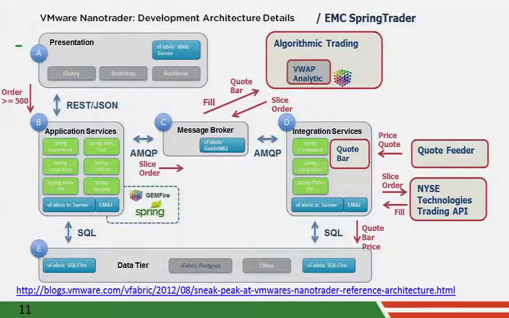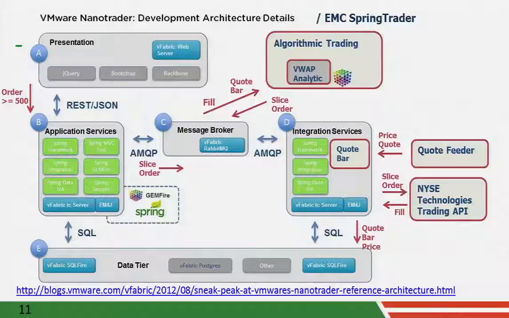And then that slice order comes out to the New York Stock Exchange Technologies Trading API, where this application will ultimately live in the NYSE cloud. And it'll get filled. So what comes back is a domain object called a fill. Then the fill gets sent up to the algorithmic trading service to determine when the order is done, or have we finished our 2,000 shares of VMware? And then we also send the quote bar down to SQLFire so that as you're looking at the screen, you can tell what the current price is.